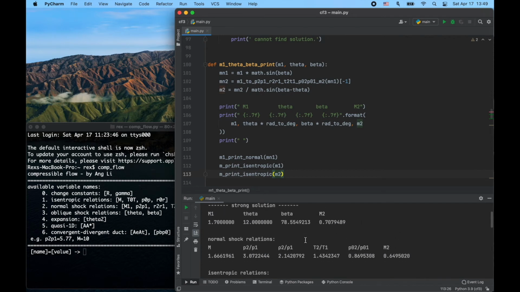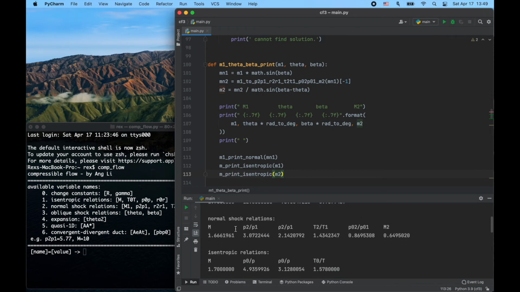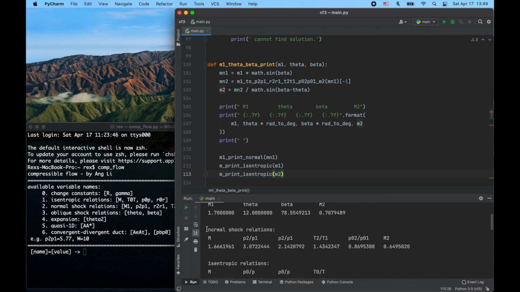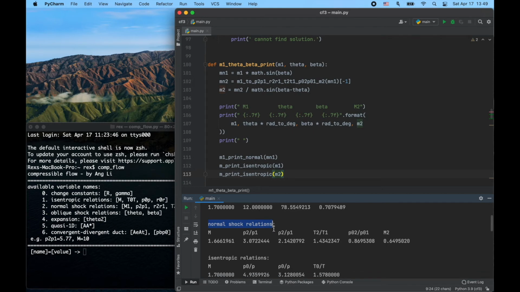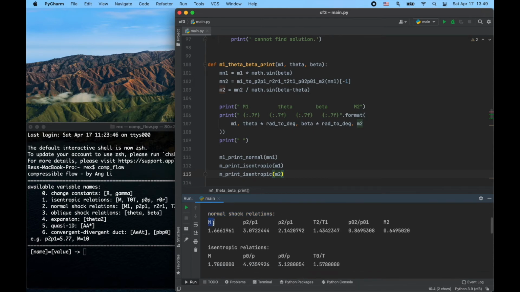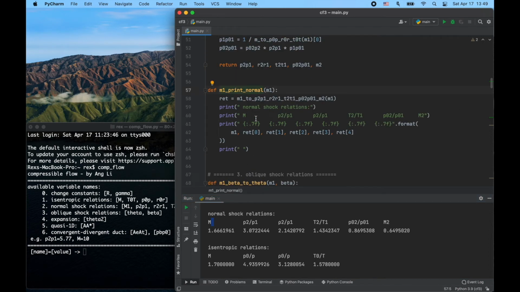But I think I would like to improve it a little bit. First, this is not normal shock relations. This is oblique shock relations, right? And second, this one should be M1, or this one should be fixed. I'll change that first. This one is M1.